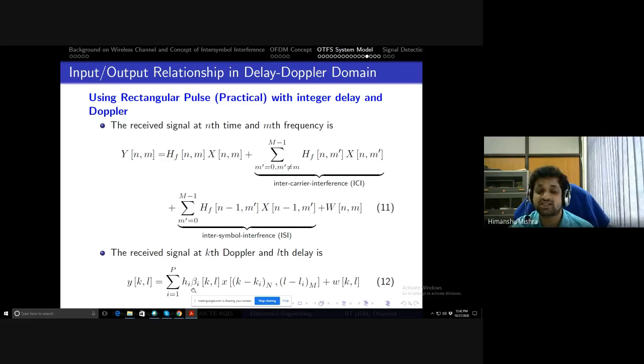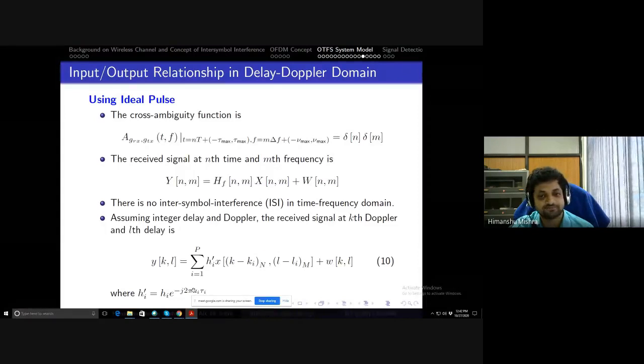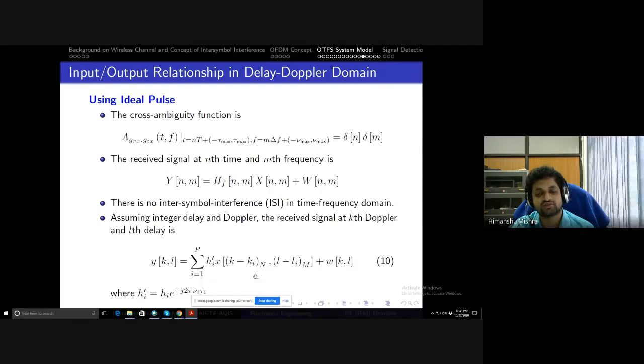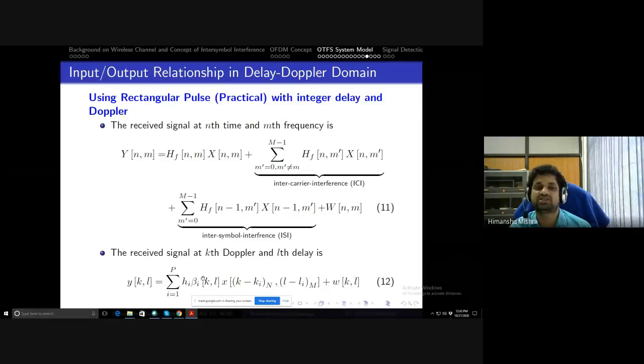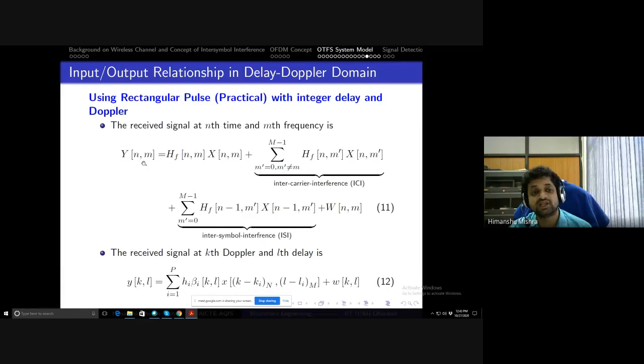So that means there is no significant difference between the ideal pulse scenario and the practical pulse scenario in the relationship in the delay Doppler domain. Hence, the delay Doppler domain relationship is very useful for signal processing in the OTFS scenario. So there is no need to consider the relationship in the time-frequency domain, due to the intercarrier interference that will come in the practical cases.